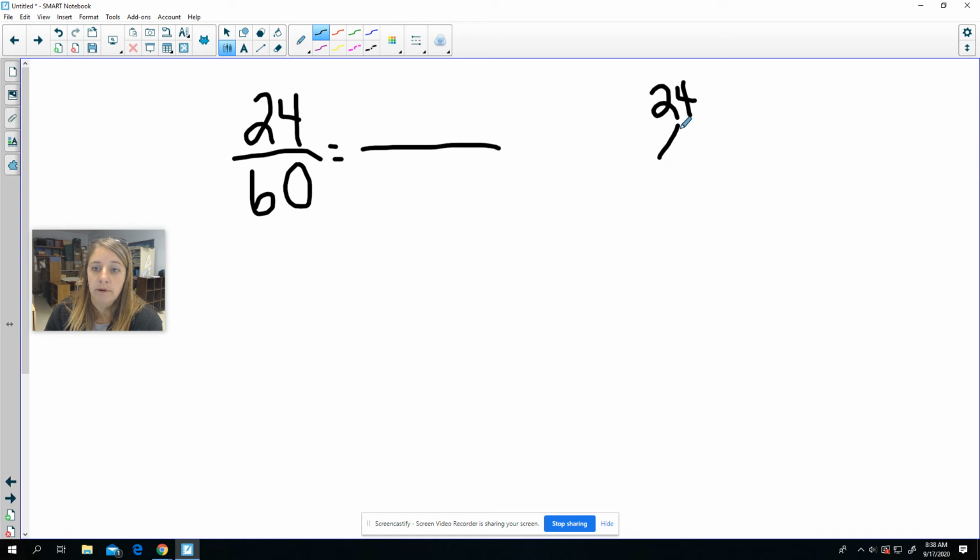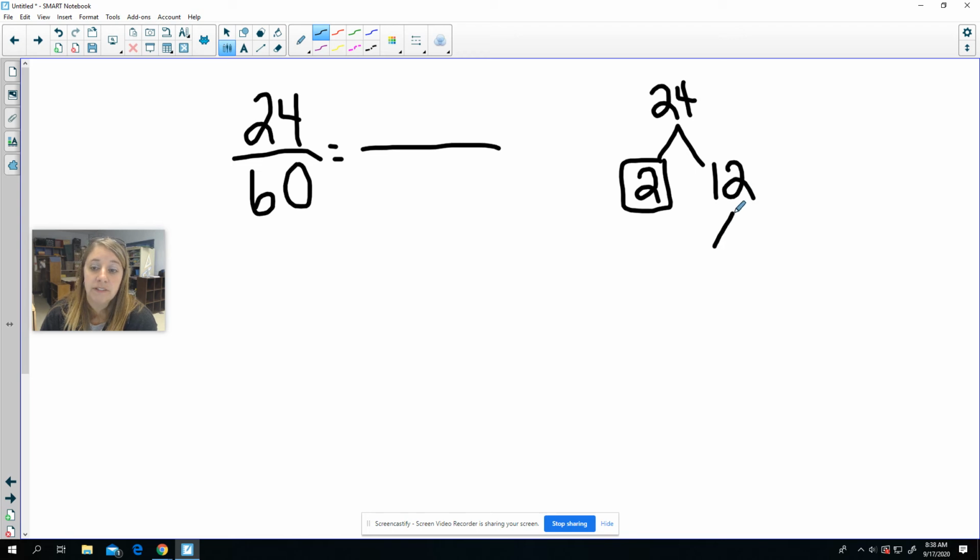24 can be broken apart many ways. We have 2 times 12, we have 3 times 8, we have 4 times 6. We can use any of those options, but I said if there's a prime number involved, use that because that's less breaking down you have to do. So I already remembered 2 is prime. I won't have to break that, and it's 2 times 12.